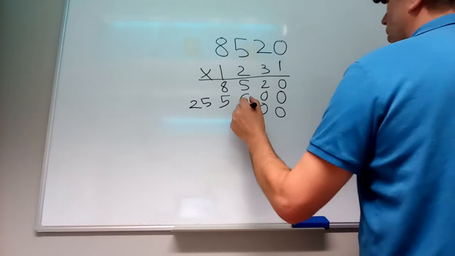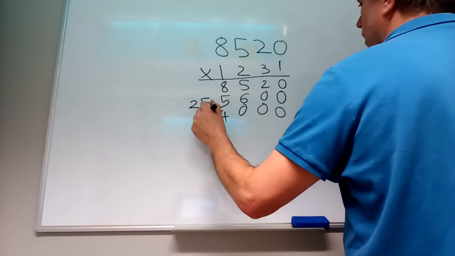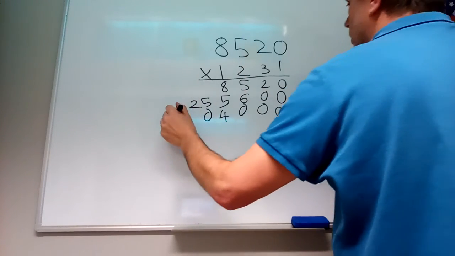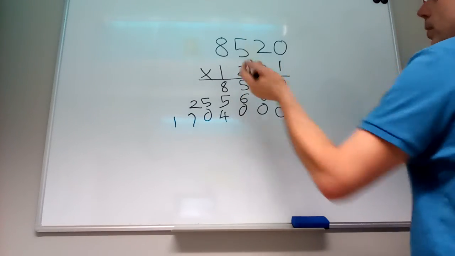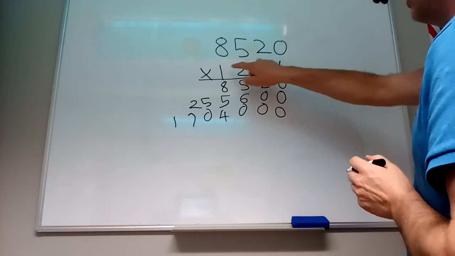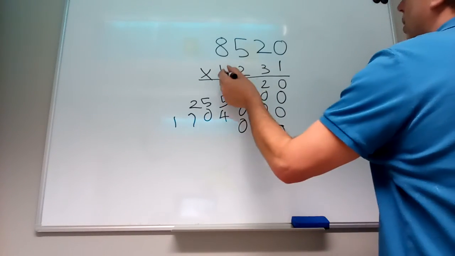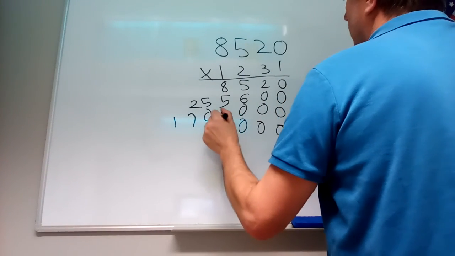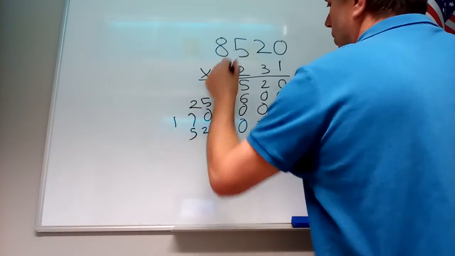So 2 times 0 is 0, 2 times 2 is 4, 2 times 5 is 10, I put the 0, carry the 1. 2 times 8 is 16, plus the 1 is 17. And then I'm going to do the 1 the same way. So I have to put 3 placeholders, 1, 2, 3. I'm skipping those 3 numbers and going to that one. And then I would take the 1 and distribute it: 1 times 0, 1 times 2 is 2, 1 times 5 is 5, and 1 times 8 is 8.